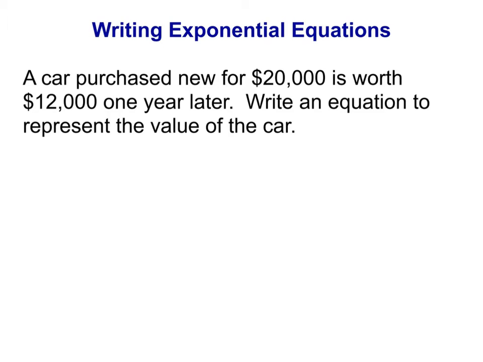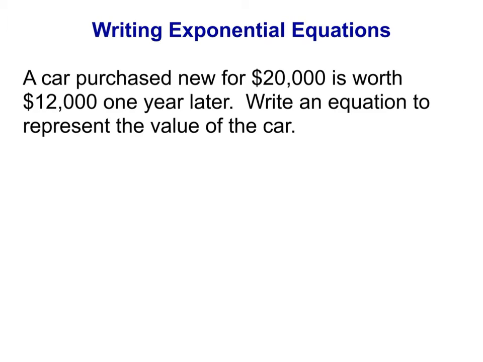This problem is taking a look at one where we're given the information in context. So in this case, we have a car that is purchased new for $20,000, and it is then found to be worth $12,000 just 1 year later. And we're going to write an equation to represent the value of the car.